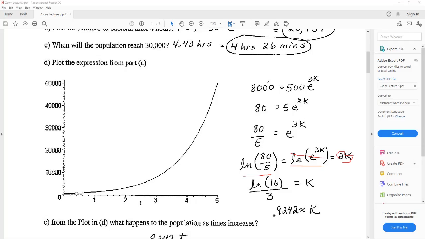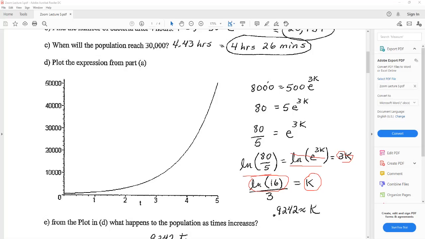And then I just divided both sides by 3, and that leaves me with k being equal to the natural log of 16 divided by 3. Be very careful when you put this numerator into the calculator. Make sure that you use parentheses to let the calculator know that you're only interested in the natural log of 16. Don't do natural log of 16 divided by 3. That's a totally different number.